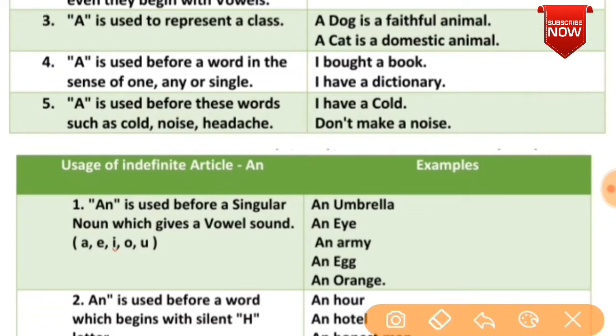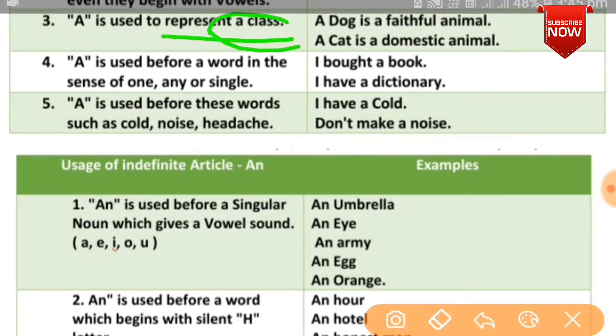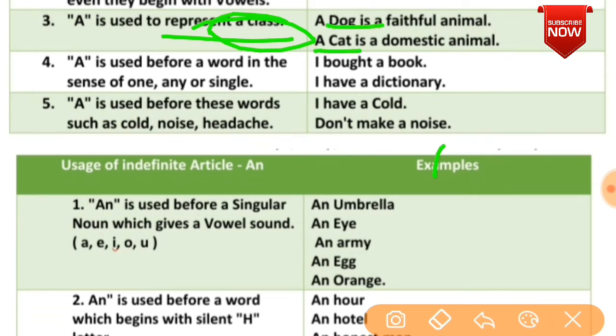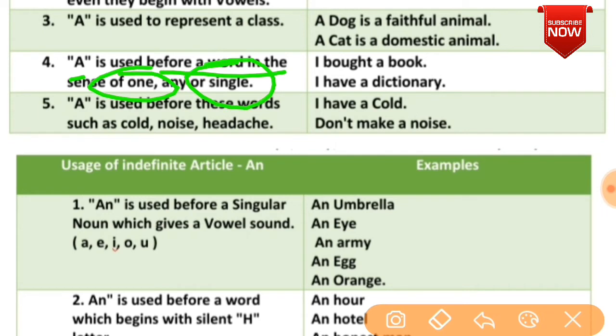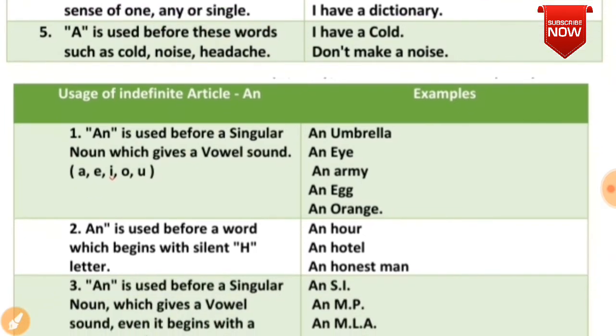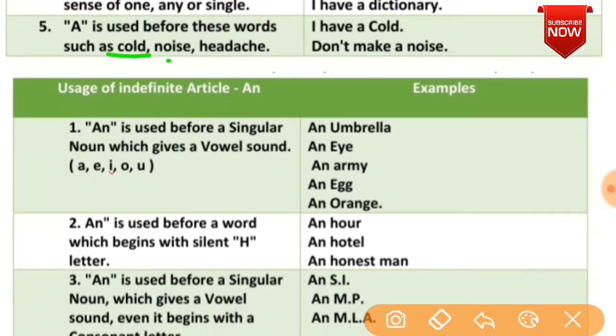Third one, a is used to represent a class. What class here? A dog, a cat, this is a class. A dog is a faithful animal, a cat is a domestic animal. Next, the fourth basic rule, a is used before a word in the sense of one, otherwise a single. I bought a book, I have a dictionary, single. A is used before words such as cold, noise, headache. I have a cold, don't make a noise.